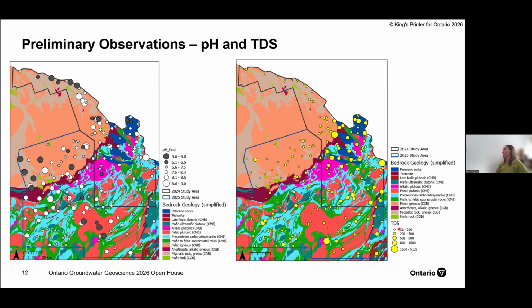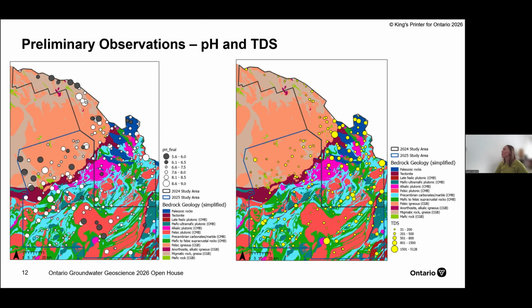So pH is a very important aspect of groundwater chemistry, as it controls the solubility of many things within the water. And we saw quite a range in the study area, especially in the gneissic belt in the northwest, with a range of almost 5.5 all the way up to 9.